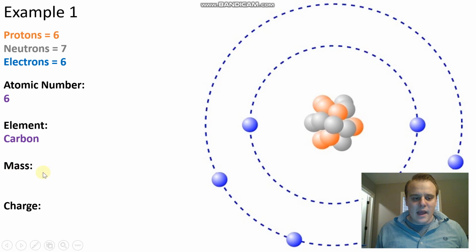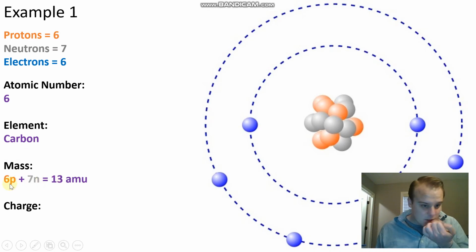Next up, we're going to find the mass. Remember that mass is number of protons plus your number of neutrons. So we have 6 protons and 7 neutrons, 6 plus 7. So our mass is going to be 6 protons plus 7 neutrons to give us a mass of 13 atomic mass units, or 13 AMU. Don't forget to include the unit when you write this.